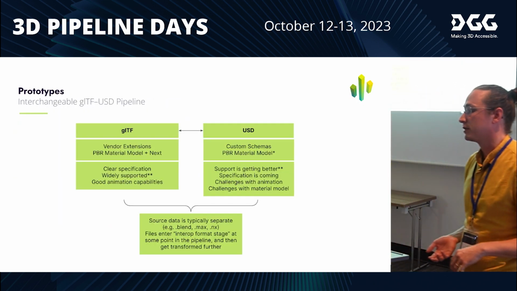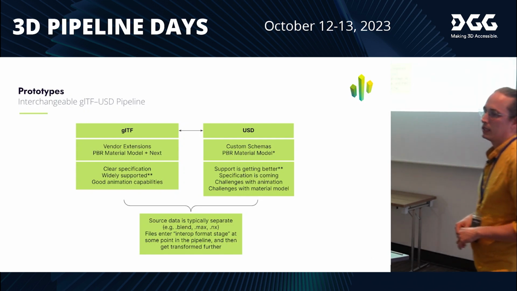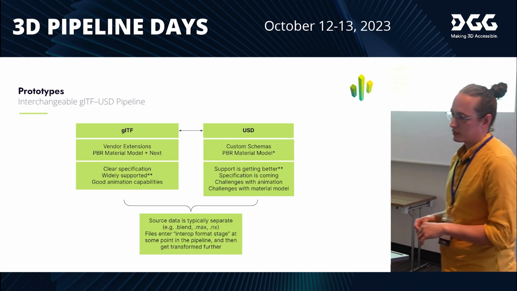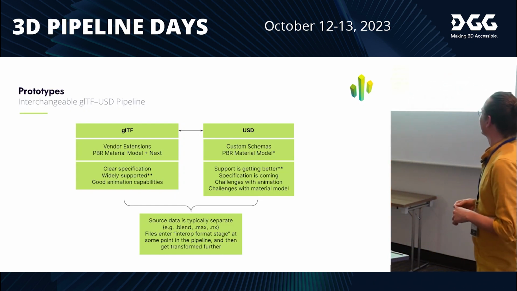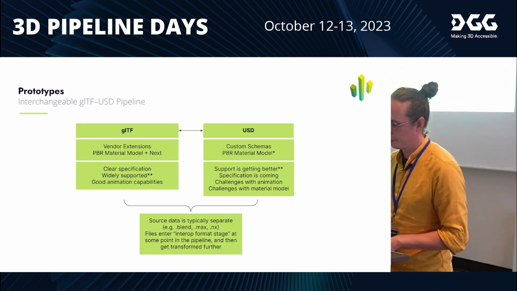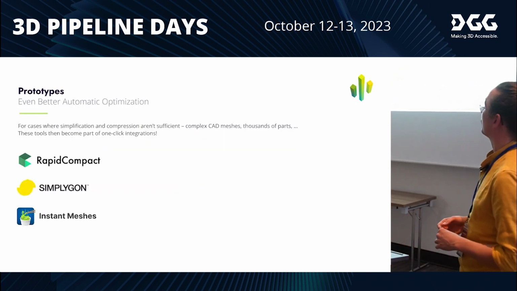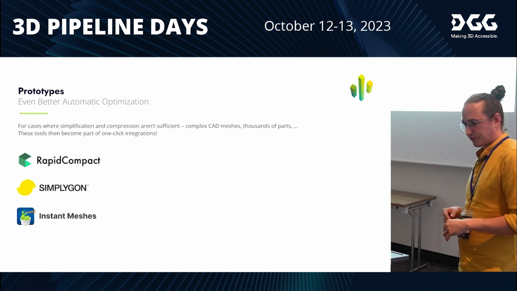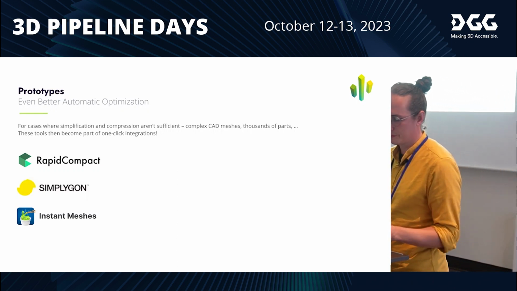We're also looking at USD as an alternative to glTF for the entire vertical pipeline. There are interesting implications when doing that, like some things get easier, some things get harder. Ultimately, I would say these formats are at a good level of similarity by now that you can build complex pipelines around them either way. And we're looking into better automatic optimization, like we're doing some on our own, mostly around simplification and so on. But making it easier to, for example, integrate RapidCompact or so on is interesting.